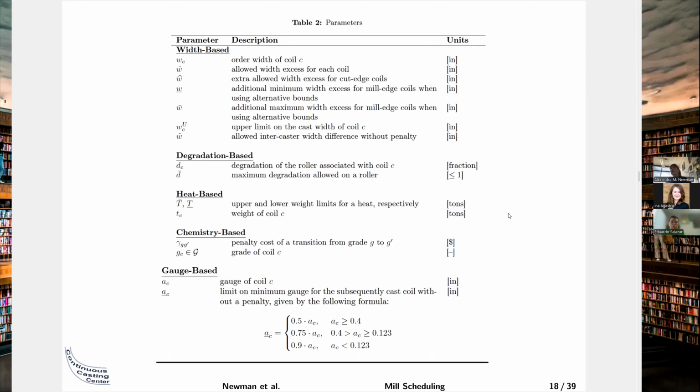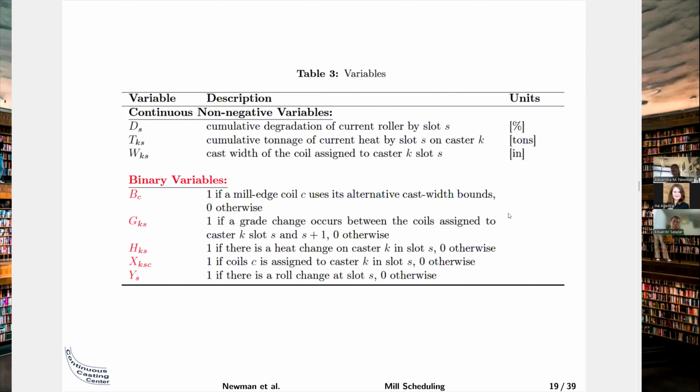We've got some chemistry considerations, the grade, and then the intermix associated with adjacent grades. And we've got some width, gauge-based or thickness type of parameters associated with how thick a coil is, and then the various limits depending on what kind of coil we're looking at. So then the next things we'd like to talk about are variables.